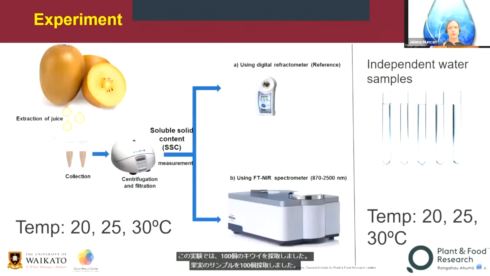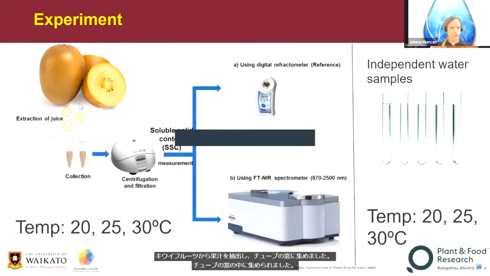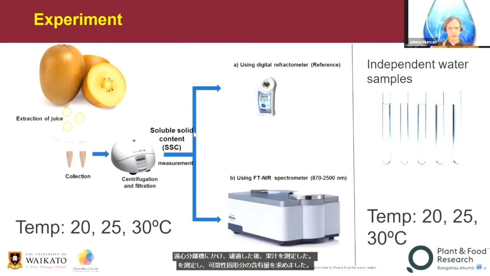So in the experiment, we took 100 kiwifruit samples. These are the Gold3 fruit, kiwifruit. The juice was extracted and collected in Eppendorf tubes. They were centrifuged and filtered. Afterwards, the juice was measured to get the soluble solid content using a digital refractometer.